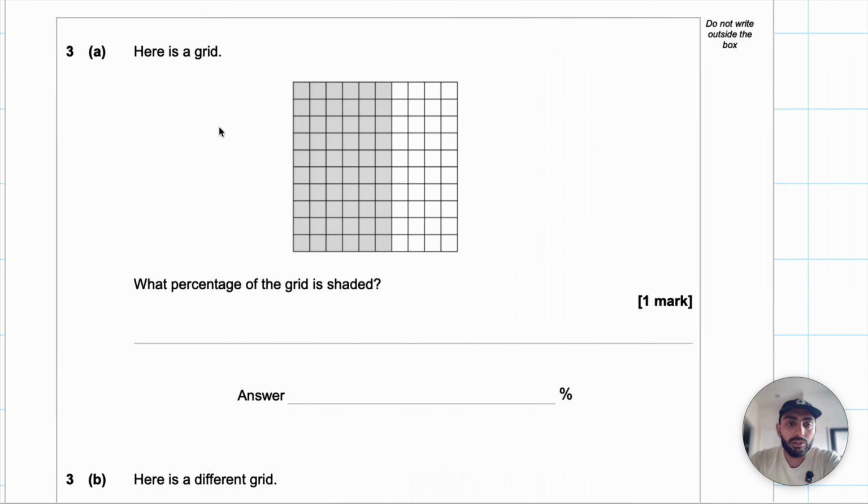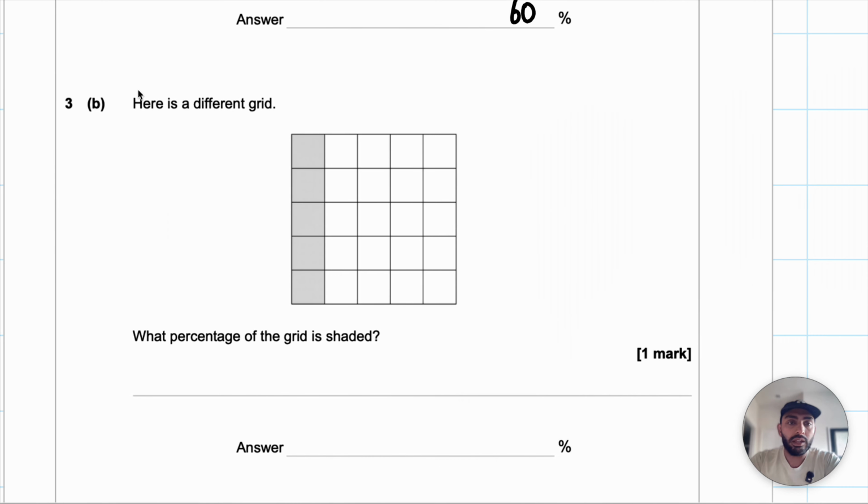Question 3. Here is a grid. What percentage of the grid is shaded? So this is a 100 squares grid. We just need to count how many columns have shaded in. 1, 2, 3, 4, 5, 6. So altogether there's 60 that have been shaded in. So it'd be 60%.